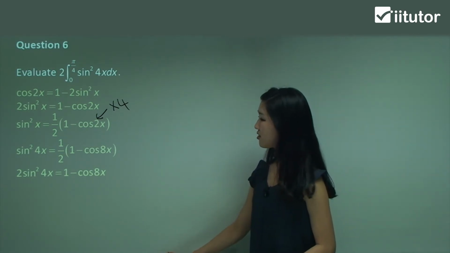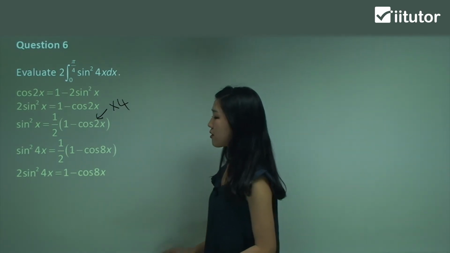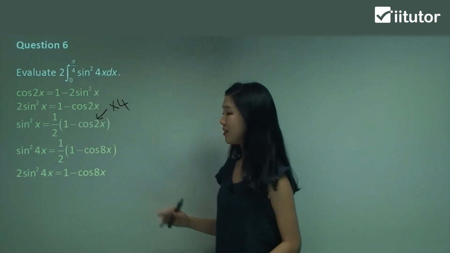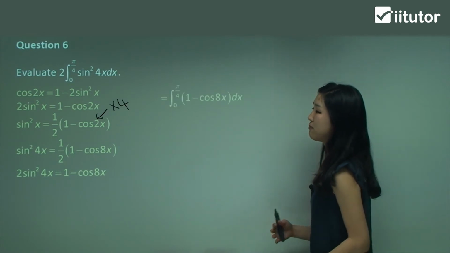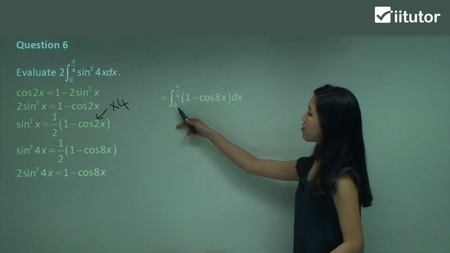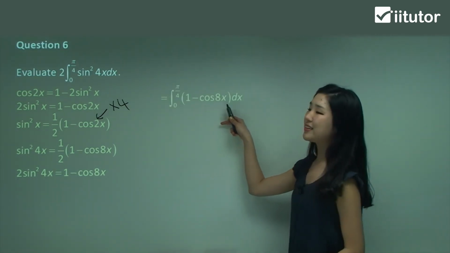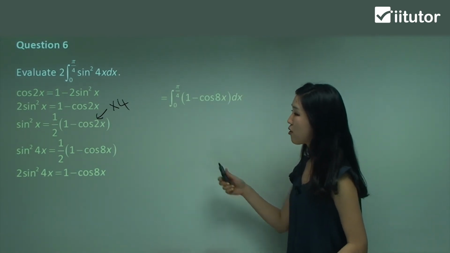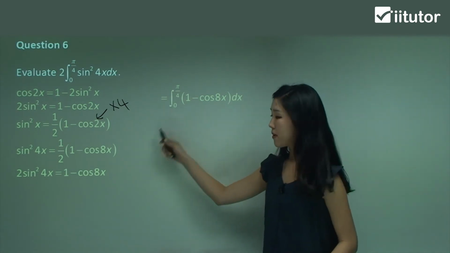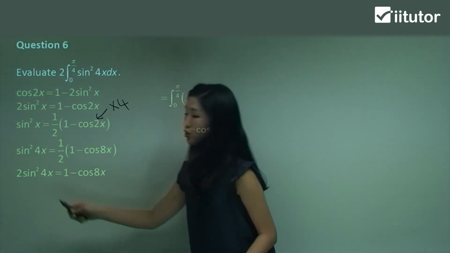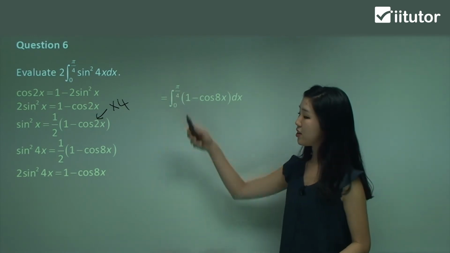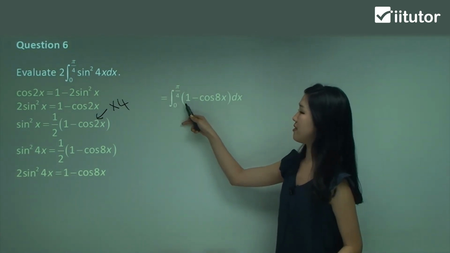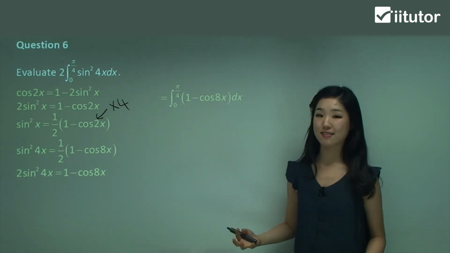Okay? So I've actually got 2 sine 4x squared, which is actually the question. Okay, so what I'll do now that I've got that, I'm going to do the integral of 1 minus cos 8x dx. That's what I'm going to do. Okay, make sure guys you don't put the 2 out the front, because this thing represents 2 sine 4x squared, so I've actually included the 2 into that. Okay, so make sure you don't put the 2 out the front. The whole thing is the integral of 1 minus cos 8x dx.